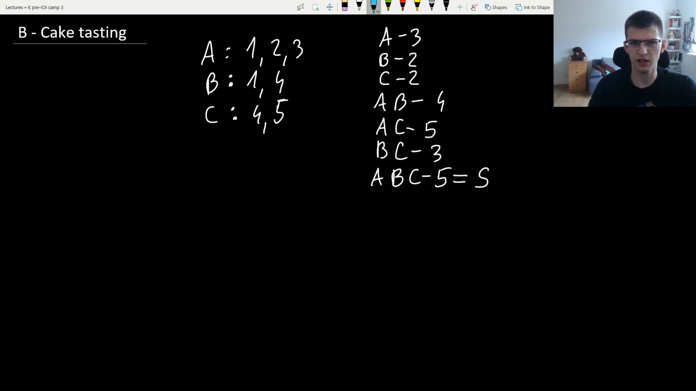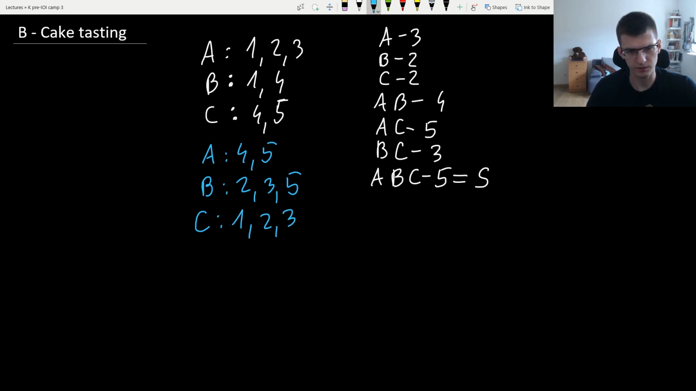So instead, for every shop, I want to wonder what cakes aren't there. So for A, cakes that aren't there are 4 and 5. For B, 2, 3 and 5. For C, 1, 2, 3. And now for that, if I record the intersection, which is the opposite of the sum of sets, it is the intersection of the complements.